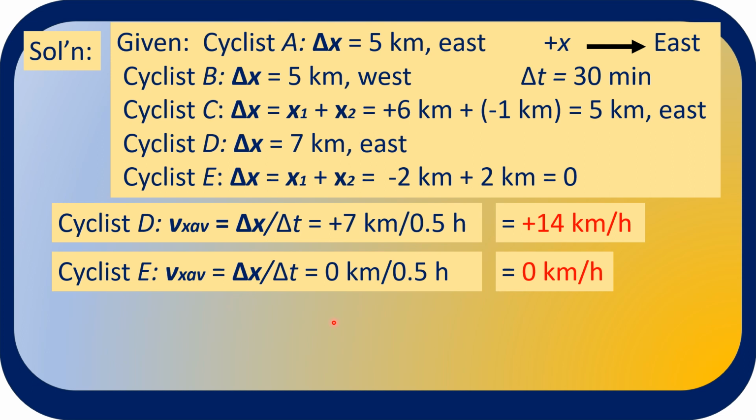So, answering question letter A, which requires us to rank the trips in order of average x velocity from the most positive to the most negative, our answer is D, then A and C, and then B.